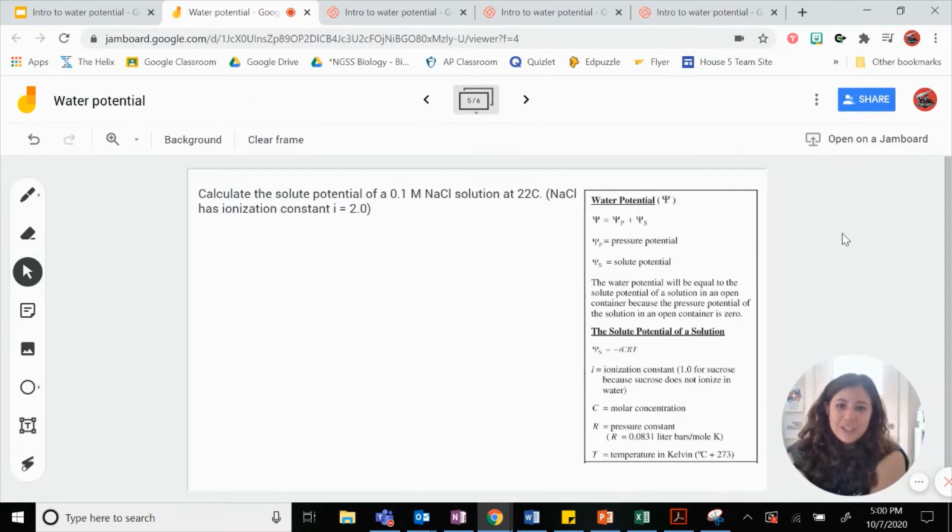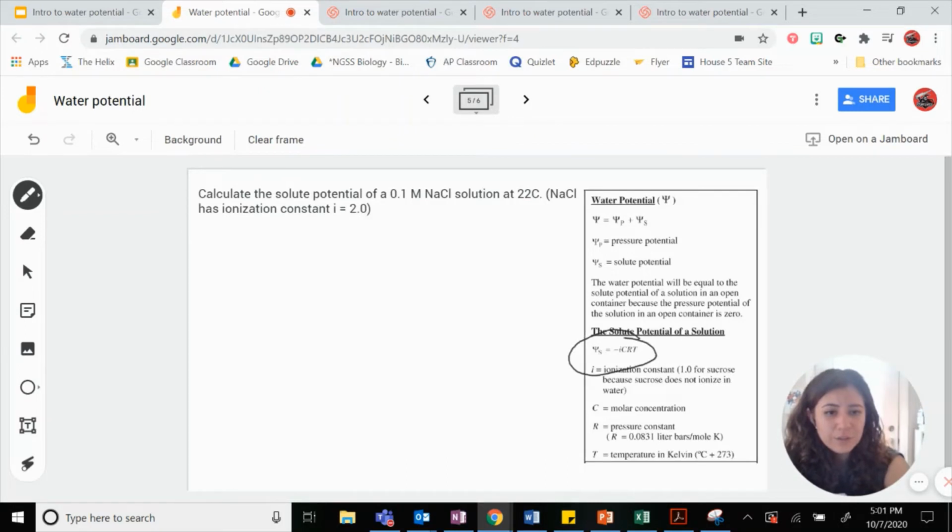Calculate the solute potential of a 0.1 molar NaCl solution at 22 degrees Celsius, and it tells you that NaCl has an ionization constant of I equals 2. Okay, so let's go ahead and do this one. So we're going to do the same thing. We're going to use this solute potential formula, and we are just going to plug and chug.